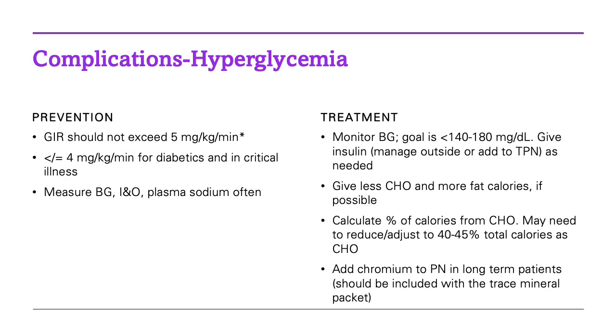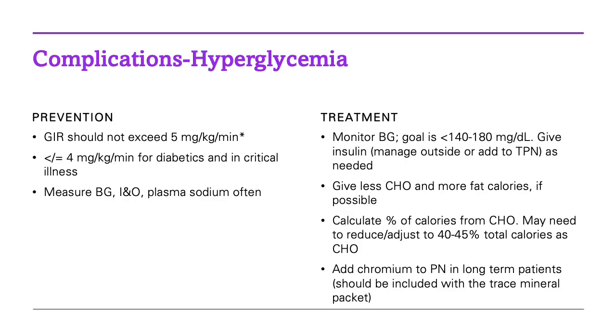For preventing hyperglycemia, we want to watch our glucose infusion rate. For most patients, remember not to exceed 5 milligrams per kilogram per minute, but we want to try and keep it less than or equal to 4 for those with diabetes and those with critical illness. Then we're going to obviously want to measure blood glucose, I's and O's, and plasma sodium often. And then remember the asterisk here is just for stable home TPN patients who are not diabetic. You can push that GIR up to 7 as tolerated. And then remember, this is for adults. Infant GIRs are often in the teens.